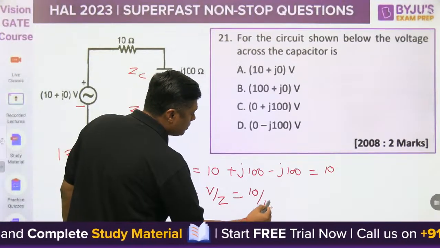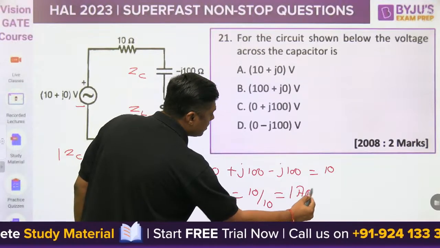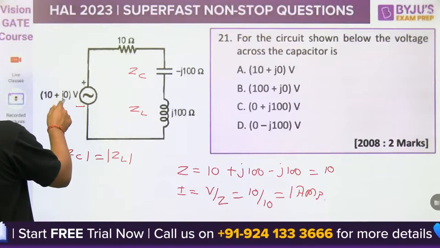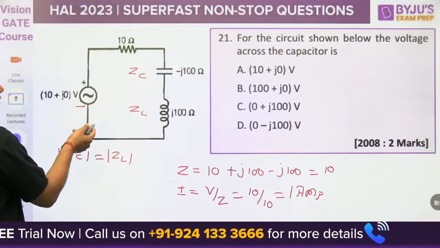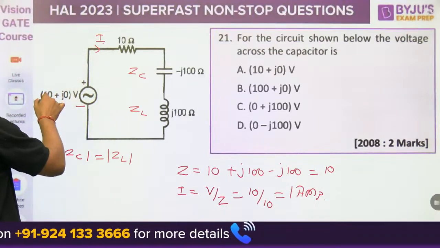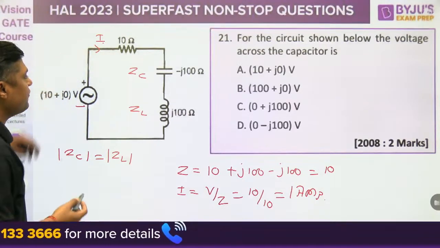10 by 10. So what is the current here? 1 ampere. The 1 ampere current is in phase with what? This battery. Why in phase? Because it is in resonance. In resonance, the phase difference between current and voltage is what? 0. These two are in the same phase.